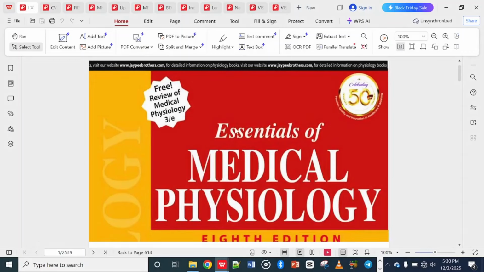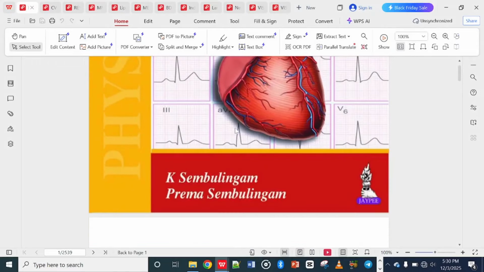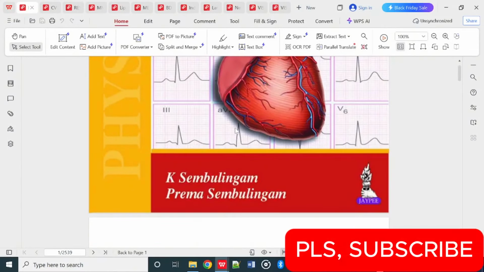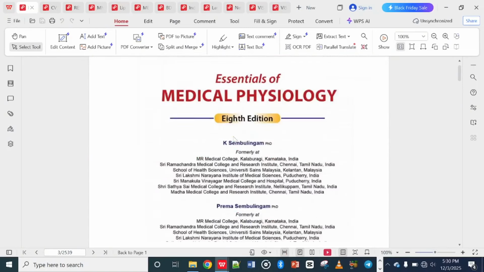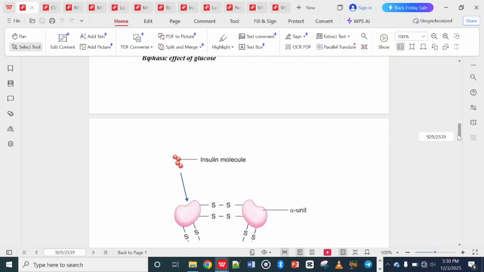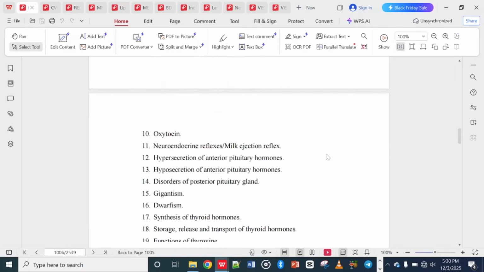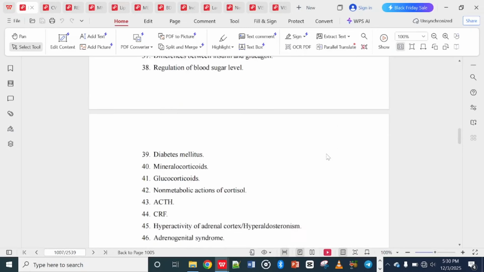So first of all, we're going to start with physiology. That is medical physiology. The textbook we're using is Essentials of Medical Physiology, and it's by K. Sembulingam and Prema Sembulingam. It's a detailed textbook that will make you understand a lot of things. And usually they add some questions at the end of each chapter. It is very, very detailed.